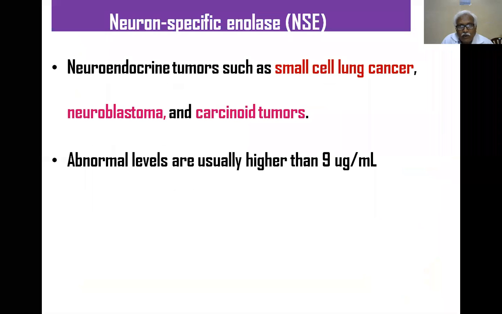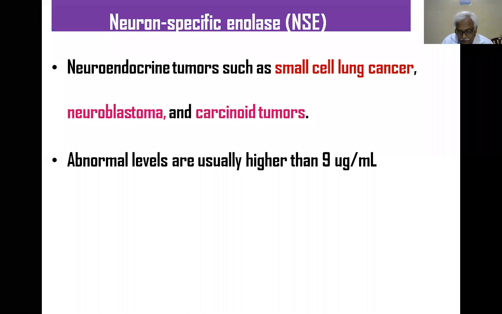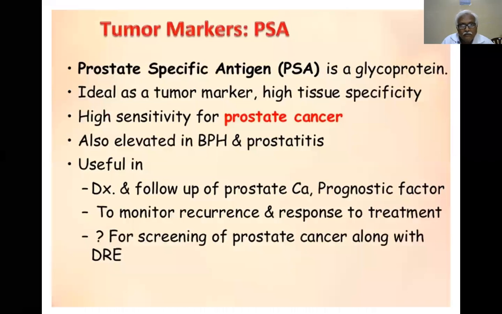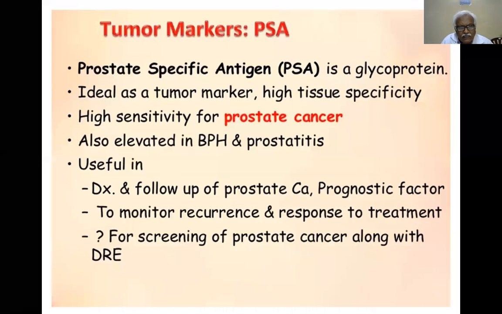Neuroendocrine tumors like small cell lung cancer, neuroblastoma, and carcinoid tumors present with neuron-specific enolase (NSE). Normal levels are usually below 9 picograms per ml. And PSA, prostate-specific antigen, is a glycoprotein, ideal as a tumor marker, with high tissue specificity and high sensitivity for prostate cancer. It is elevated in benign prostate hypertrophy and prostatitis also, but not so aggressively.